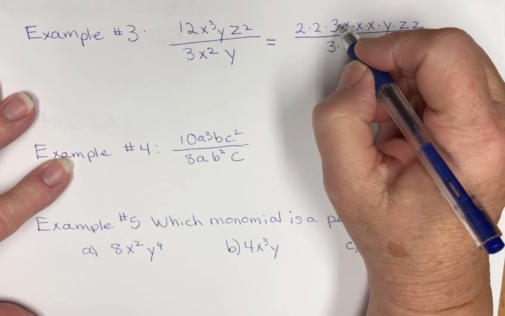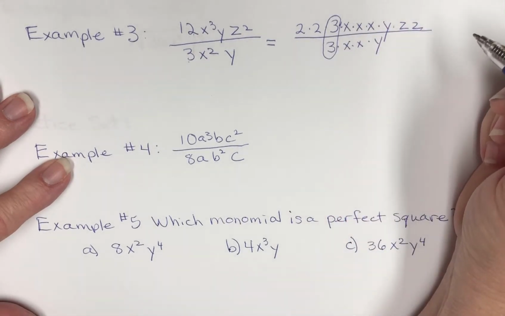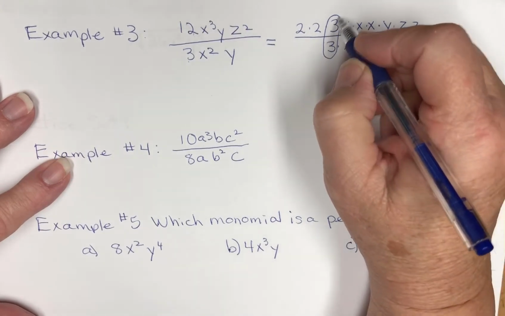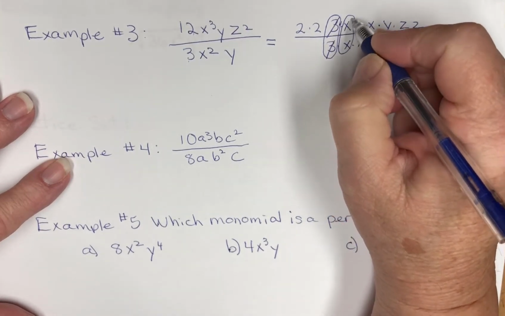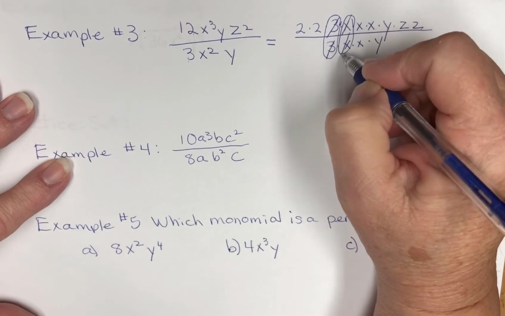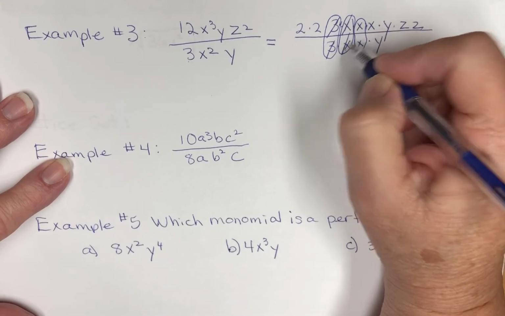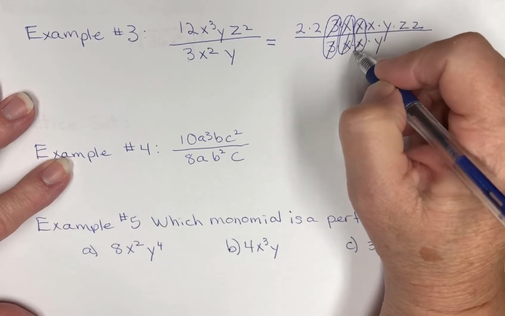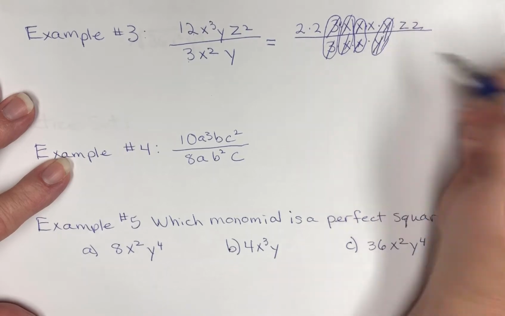And we know that any term that matches, like 3 over 3, is the same as 1. So they cancel out. That means that y over y is the same as 1. They cancel. I mean, that was x. X over x cancels. X over x cancels again. And here's a y over y, which will also cancel.